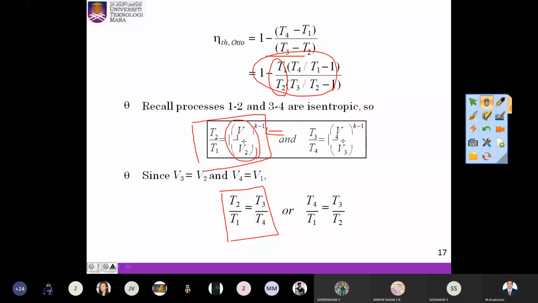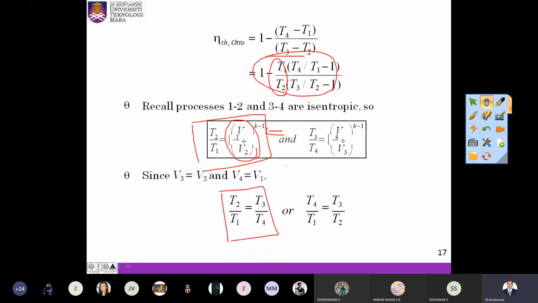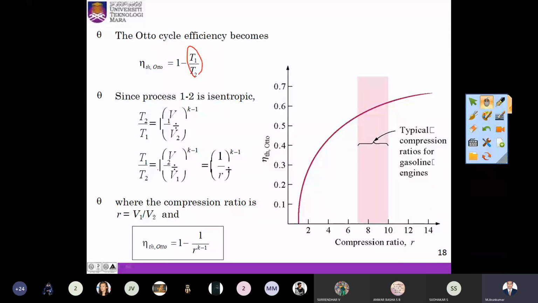So we can cancel these terms because they are the same. Then T1 by T2 can be written as V2 by V1 power k minus 1. Then the compression ratio R can be written as V1 by V2, that is BDC by TDC, so we can rewrite the equation as 1 by R power k minus 1. Then this can be used in this equation. We can replace it, and finally we have the thermal efficiency of Otto cycle as 1 minus 1 by R power k minus 1. So this is the final formula for the calculation of the thermal efficiency of Otto cycle. Just try to remember this one.